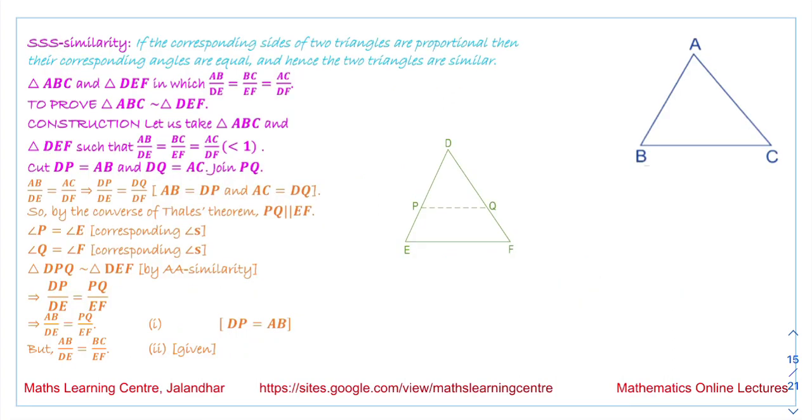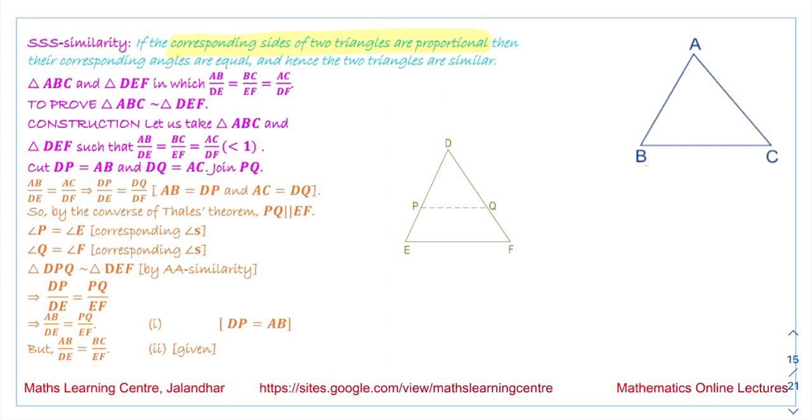We are given two triangles and the corresponding sides of the two triangles are proportional. This is given to us. Then we have to prove that their angles are equal and hence the two triangles are similar. So we are given two triangles, one is ABC and the second is DEF, in which AB over DE is equal to BC over EF and this is equal to AC over DF. We have to prove that these two triangles are similar to each other.